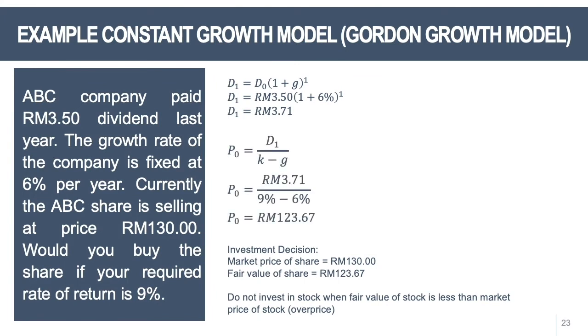So first, you need to calculate D1. So D1 equals D0 times (1 plus G) to the power of 1.